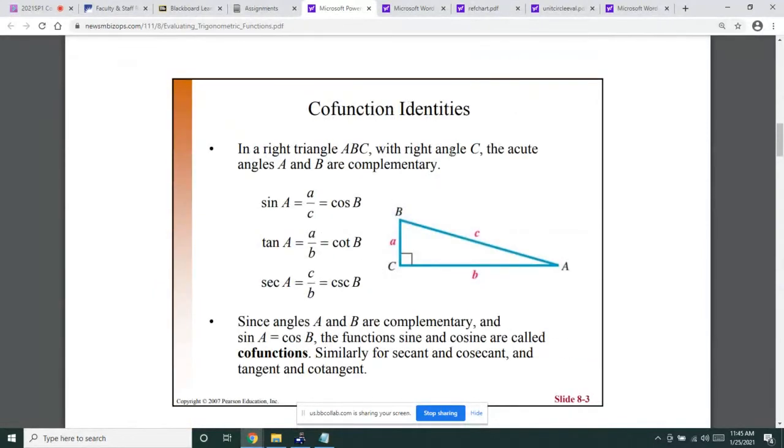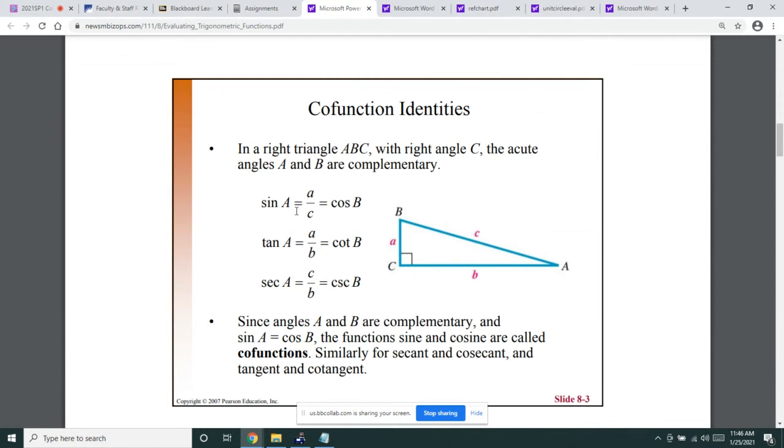Now we're given what are called cofunction identities. In any right triangle with a right angle C, and for whatever reason, C is normally your right angle, the other angles are your acute angles, and they're complementary, which means that if you were to add these two angles together, you would get 90 degrees. The sum of the interior angles of any triangle should be 180 degrees, so you should be able to add up all 3 angles, and they should give you 180 degrees.